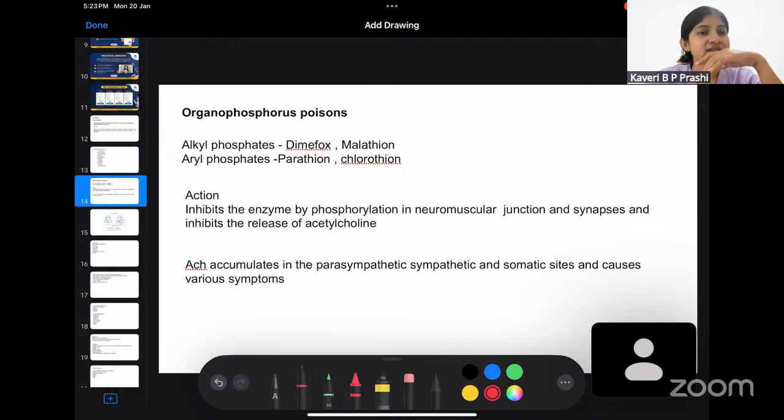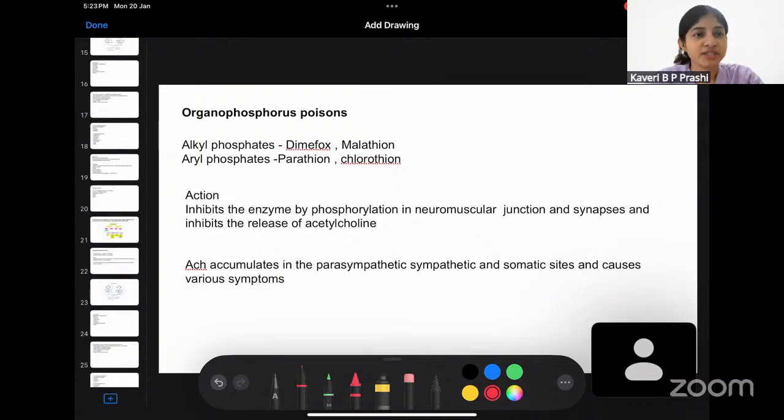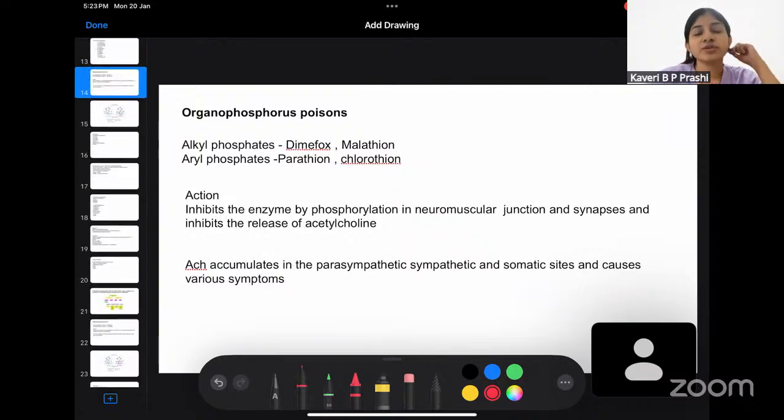After writing this, you have to go and explain about organophosphorus poison. So when you talk about organophosphorus poison, there are two things. One is alkyl phosphate, and then you have the aryl phosphate. So alkyl phosphates, examples are demifox and malathion. There are so many examples, okay, but you need not break your head on remembering everything. Remember one or two important ones.